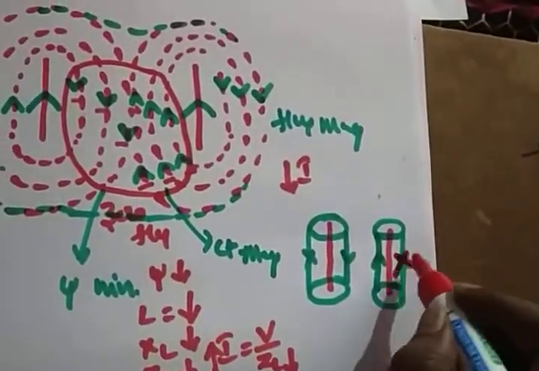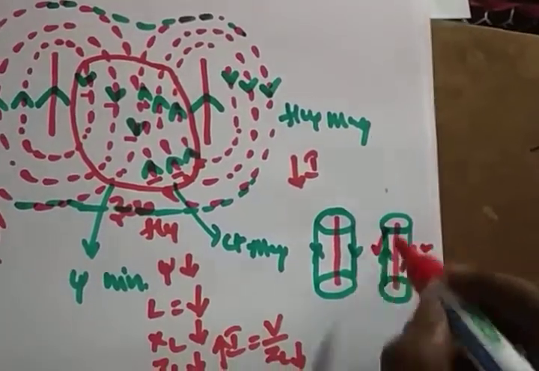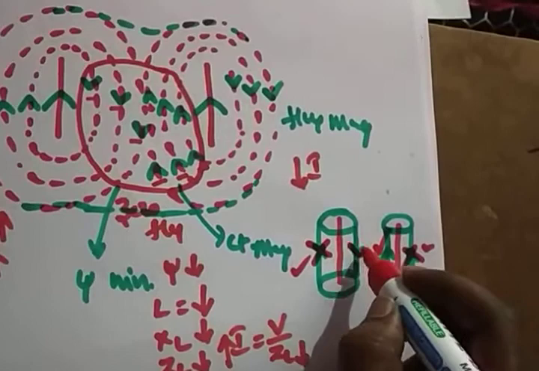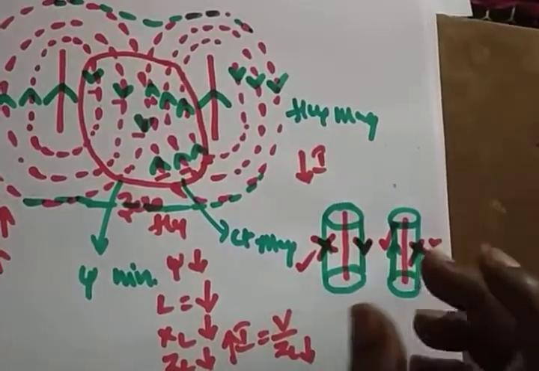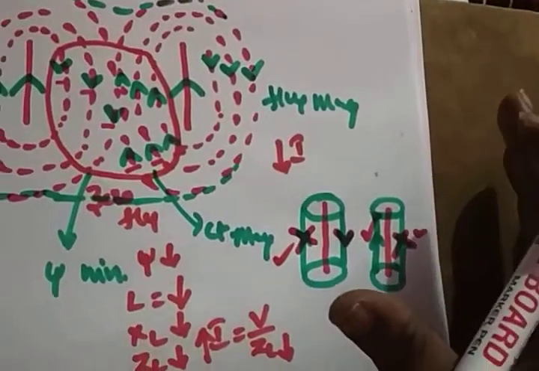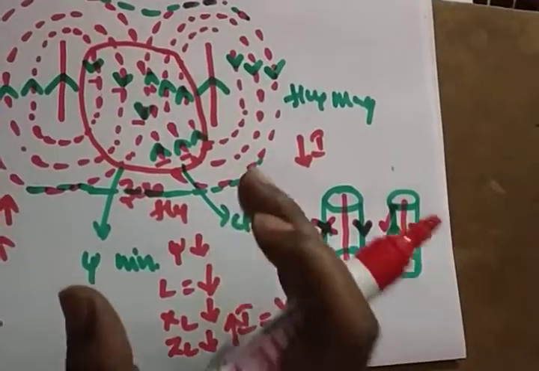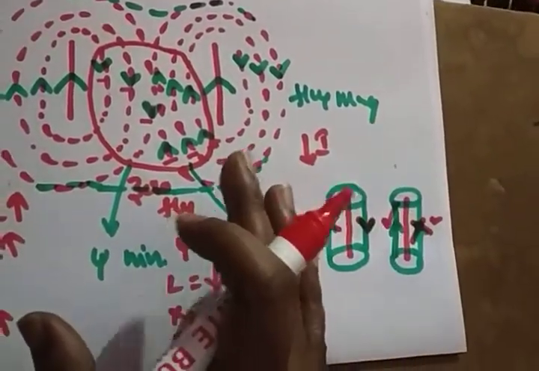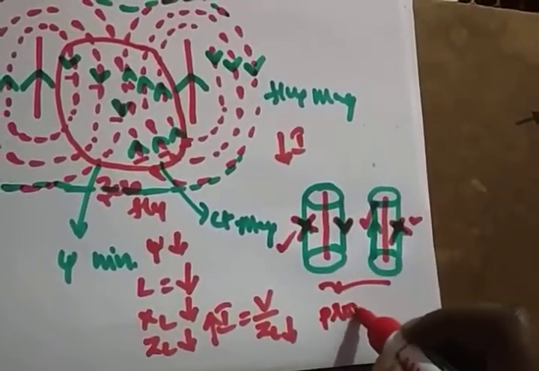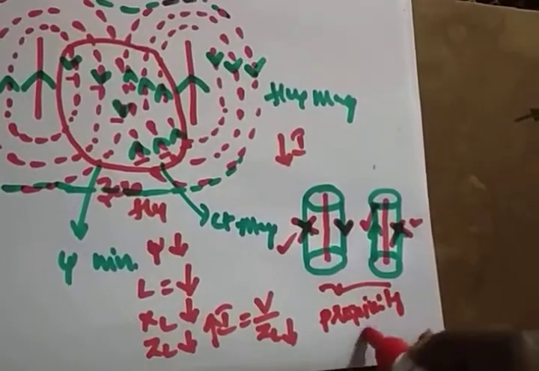On this side you don't have any current. So only on this side you have a current. Only this side you are having a current. So that means there is a difference in current: on the top side, one side of the conductor, you are having the current, on the bottom side we don't have any current. So this phenomenon we can call the proximity effect. Right? I hope it's clear.